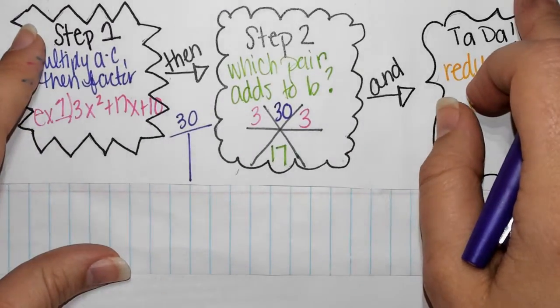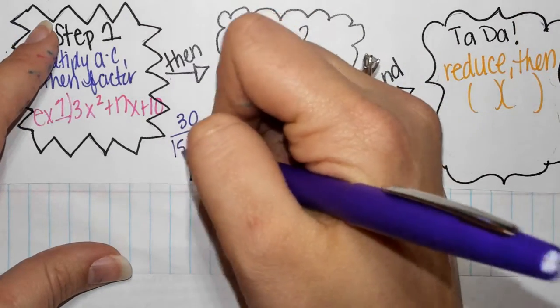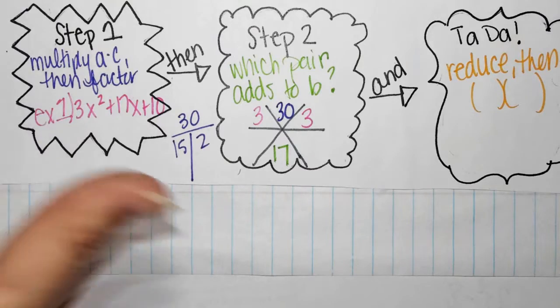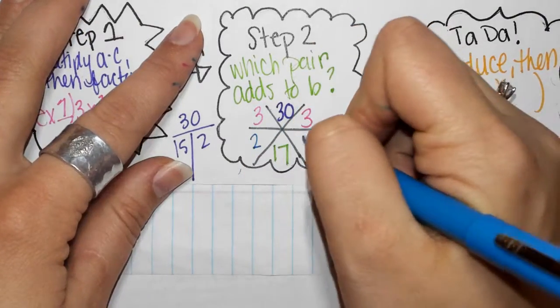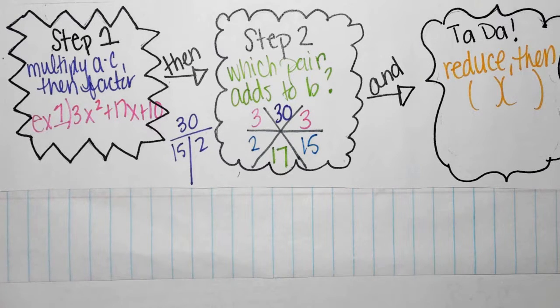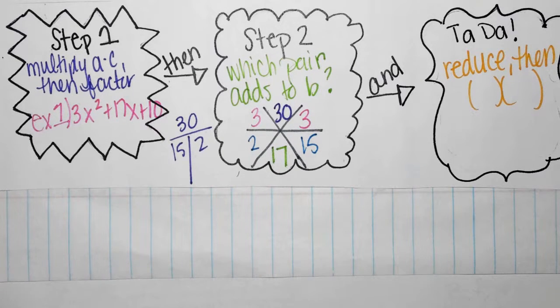Yes, ma'am. 15 and 2. And so then we write those on the bottom. It does not matter which side. I could put 2 over here and 15 over here, or vice versa. Is everybody with me? Alright, now the last step says reduce.